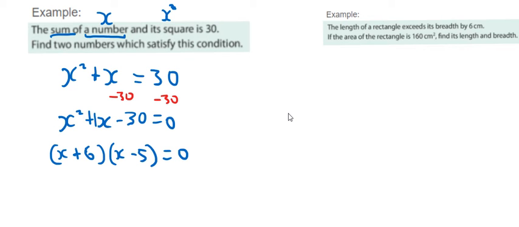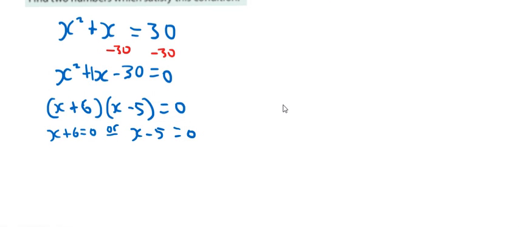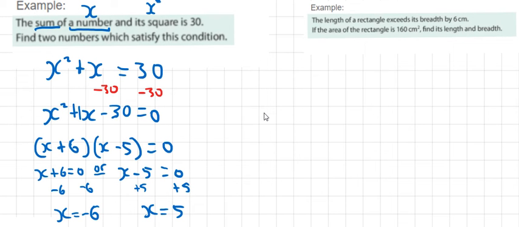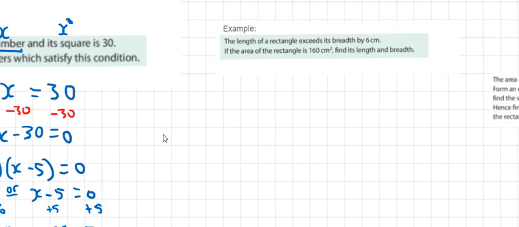Then because one of these brackets has to be 0, either x plus 6 equals 0 or x minus 5 equals 0. If x plus 6 equals 0, we subtract 6 from both sides, so x equals minus 6. And if x minus 5 equals 0, we just add 5 to both sides, so x equals positive 5. So minus 6 and 5 are the two numbers which satisfy the condition, so that's the answer to that one.